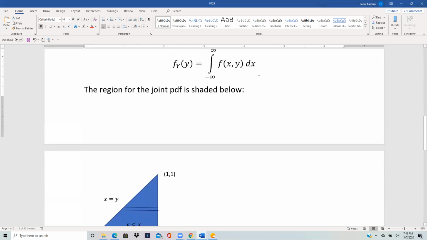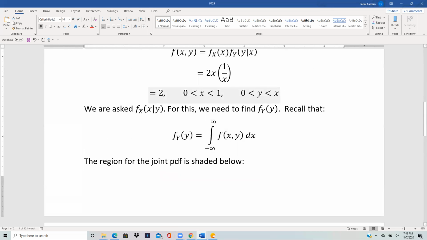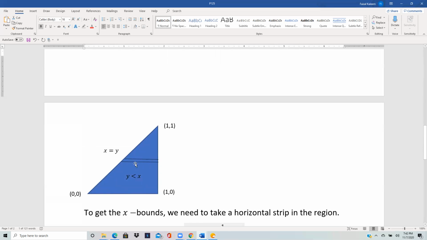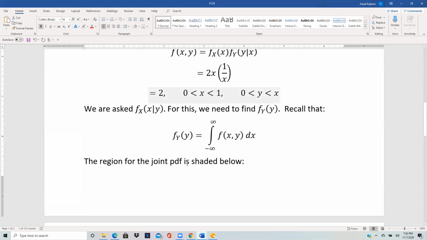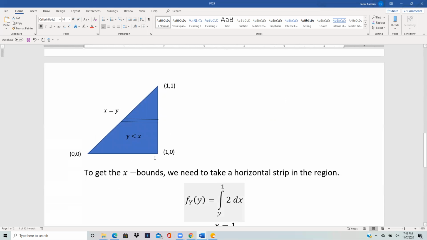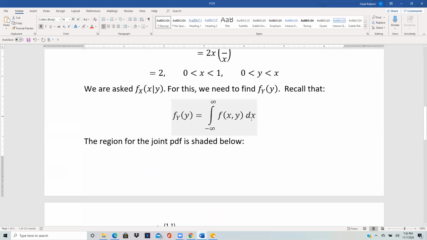The line y equals x, we know, is this one. And then we have y less than x, so that's this portion, y below x. And x goes from 0 to 1. So it's this triangle.